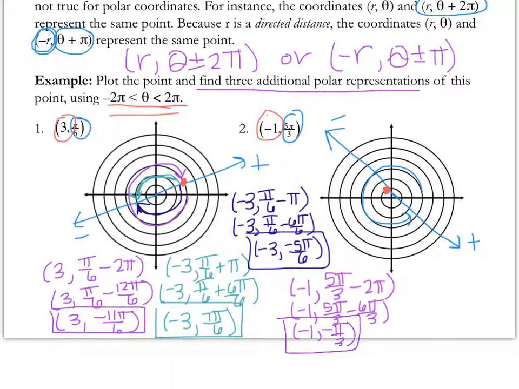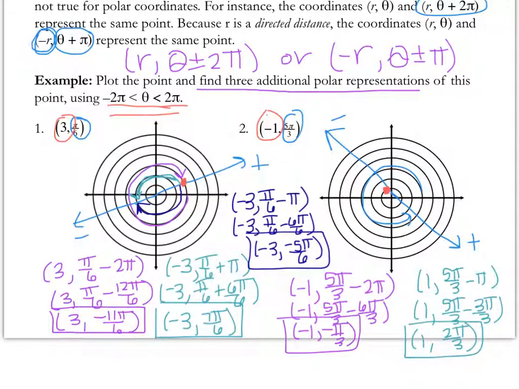That's one representation. The other representations I'm going to have to use pi for. So I'm going to switch it to a positive 1, and then I can subtract pi from here. And then that's going to be 5 pi over 3 minus 3 pi over 3. And I'm going to get 1 and 2 pi over 3.